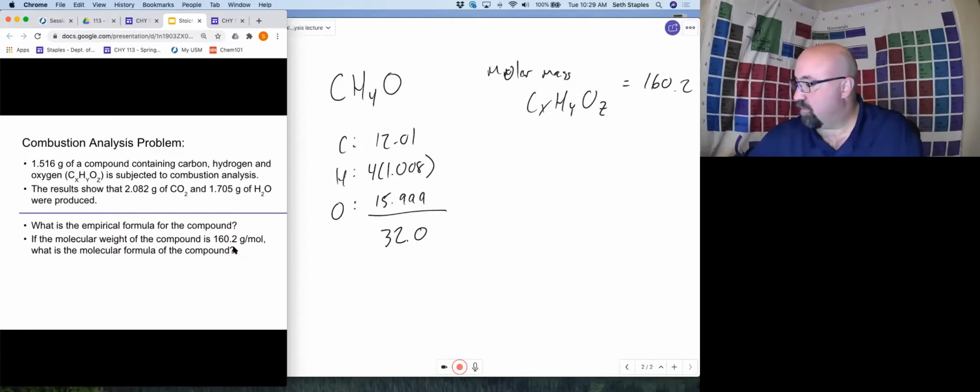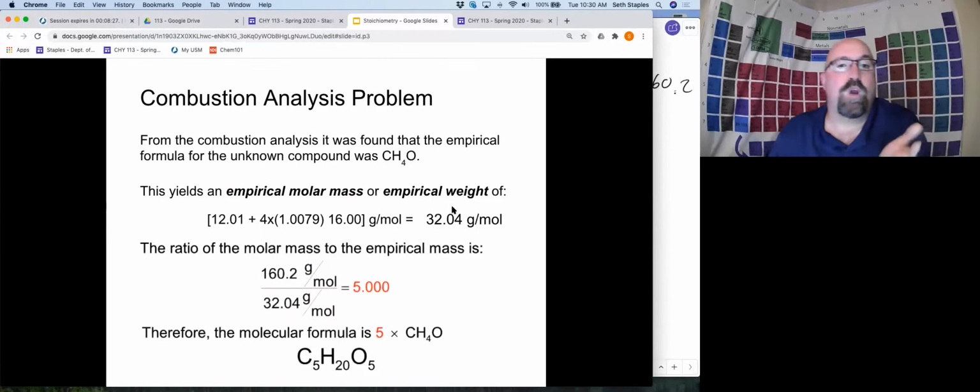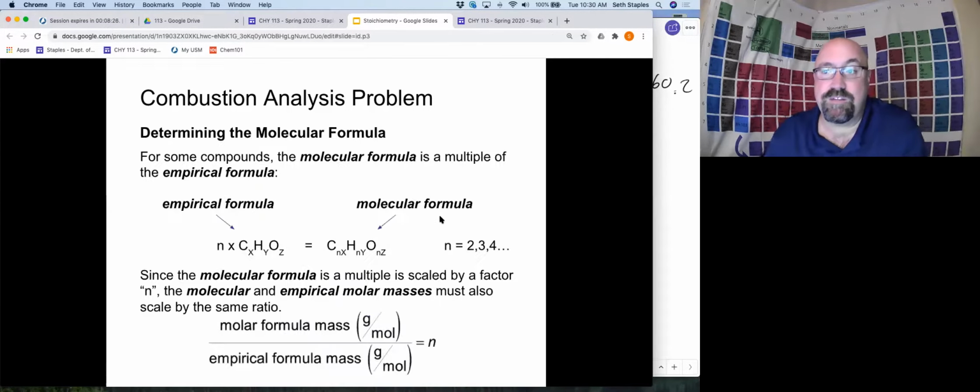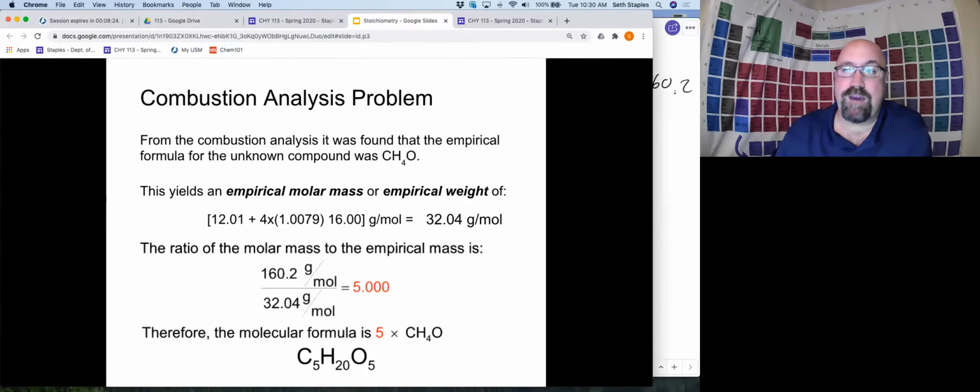We were able to come up with the molecular formula of a compound that we had no idea what it was. All we did was take it through a combustion analysis to find the empirical formula, and then use information about our molecular weight to scale it up to the actual molecular formula. So it's a pretty powerful analytical tool. We're able to find the actual chemical formula of an utterly unknown compound, and that's a very, very powerful tool to have in our pockets.